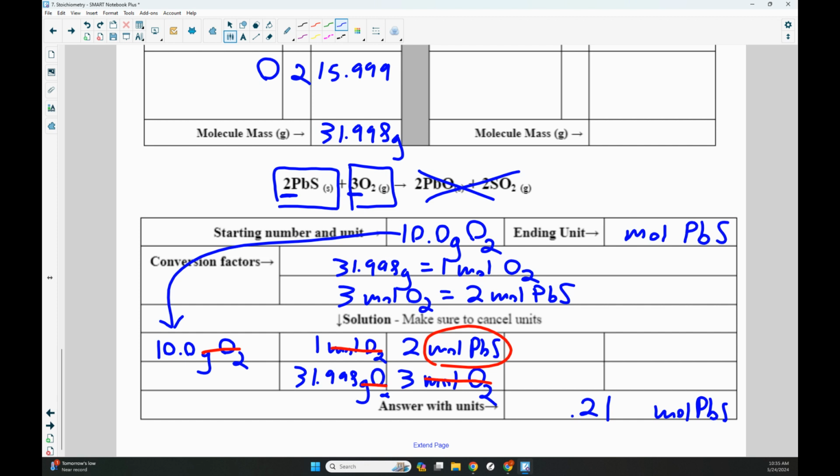So if you want to react 10 grams of oxygen as described in this equation, you are going to need 0.21 moles of PbS. Remember that the answers for these practice problems are given to you in parentheses. Good luck and have a great day.